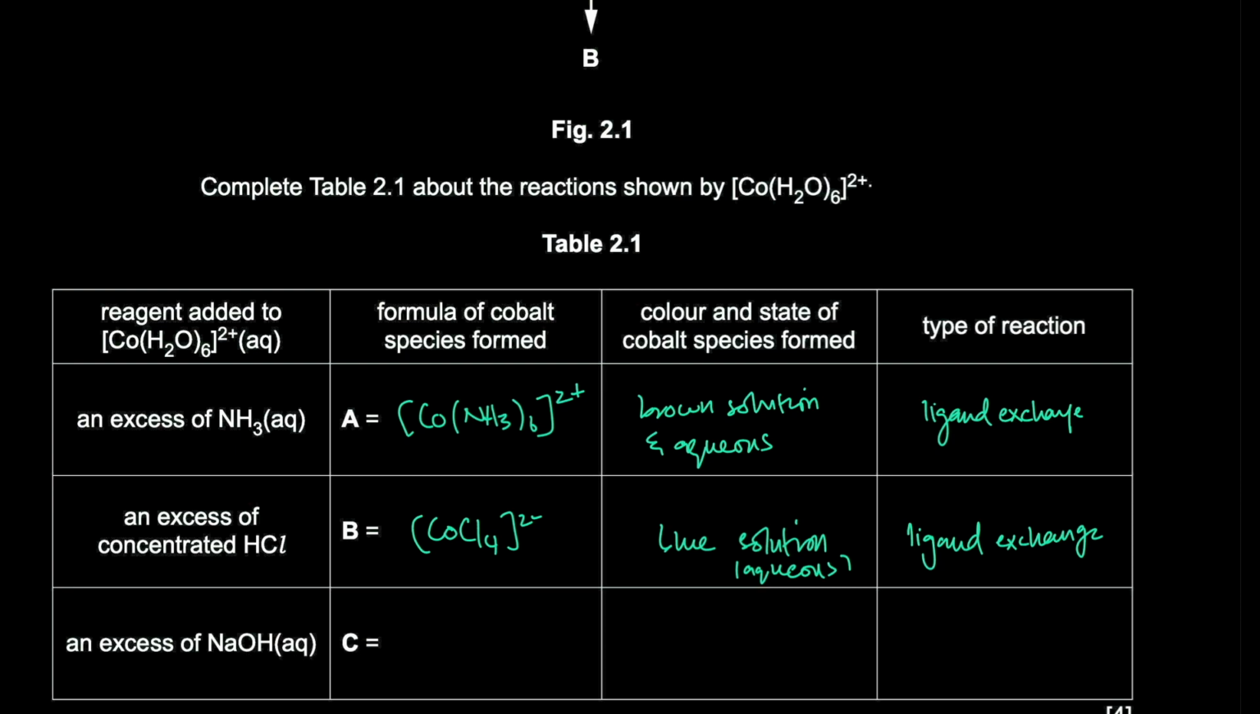With excess aqueous sodium hydroxide, you get a precipitate. It's a precipitation reaction. You get cobalt-2 hydroxide. They would accept this as an answer, but the proper answer is this: 2 of the water molecules are replaced by hydroxide ions, and what you end up getting is a blue precipitate. Now again, you can say precipitate or you can say solid for the state. The word precipitate implies solid, so you don't have to say solid. And the type of reaction, it is a ligand exchange, but we specify this as a precipitation reaction. When a precipitate forms, you have to specify it as a precipitation reaction.